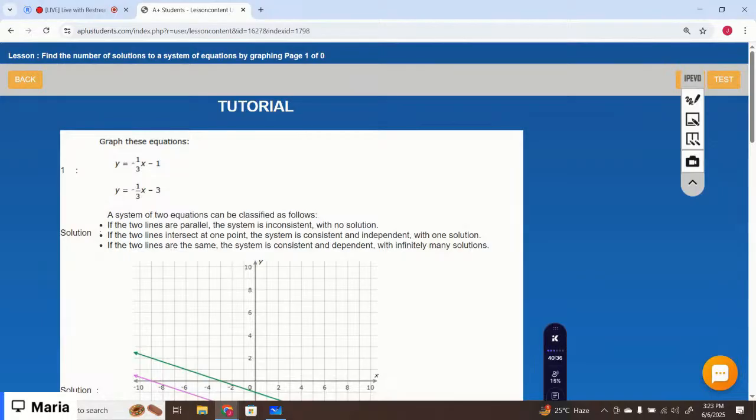If the two lines are parallel, the system is inconsistent and has no solution. If the two lines intersect at a point, the system is consistent and independent with one solution. If the two lines are the same, the system is consistent and dependent with infinitely many solutions.